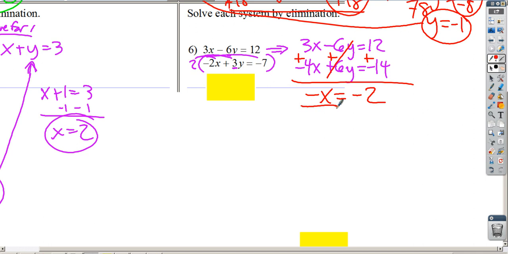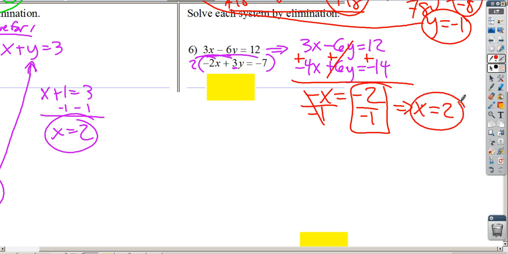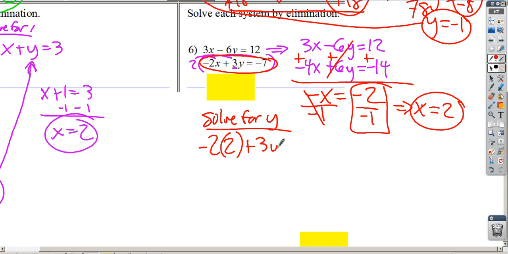x is being multiplied by negative 1, so I need to divide by it. And then x equals this number. x equals negative 2 over negative 1, which is positive 2. And now let's solve for y by plugging that back into either one, and I'll just pick the bottom one. It doesn't matter which one you pick. So negative 2x becomes negative 2 times 2, because that's what we just found x to be.